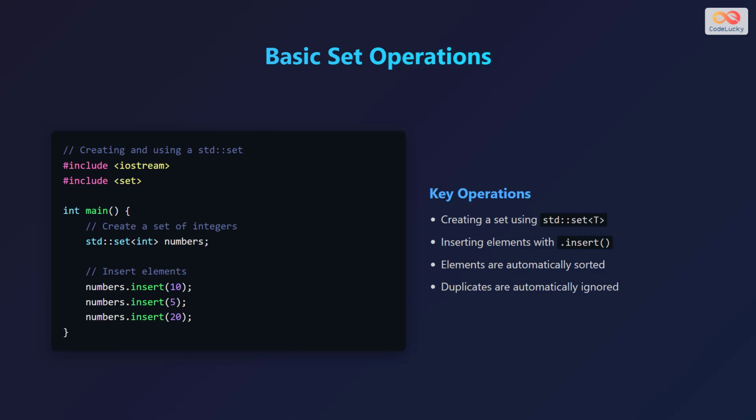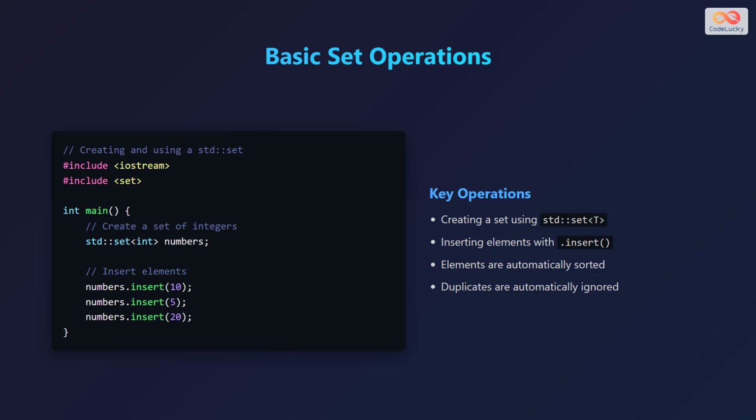Let's look at some basic set operations in C++. First, include the necessary headers, iostream and set. Inside the main function, create a set of integers using the syntax std::set<int>, then give your set a name.